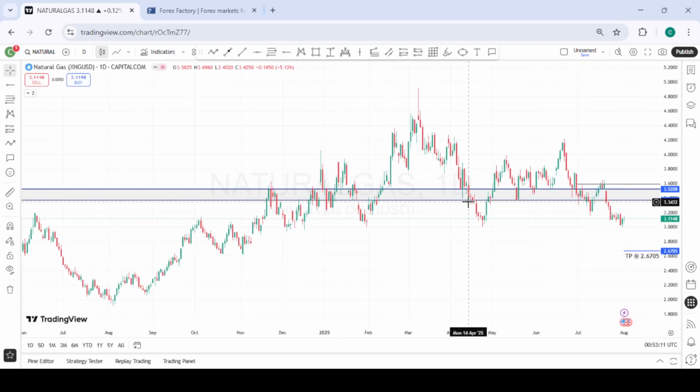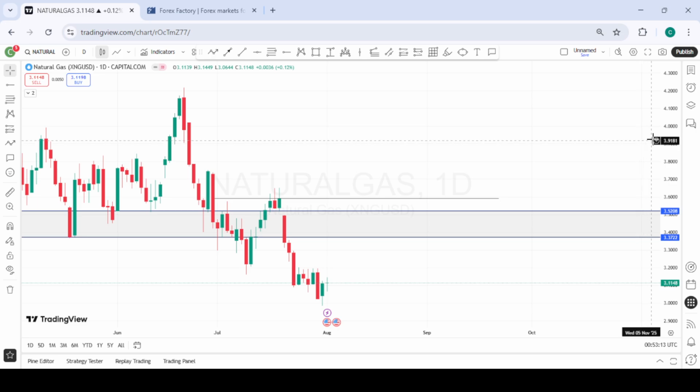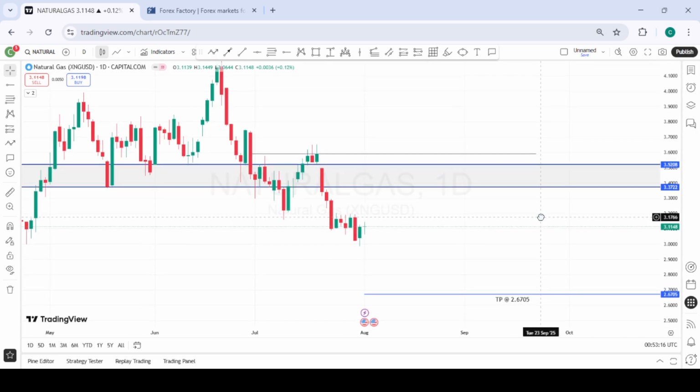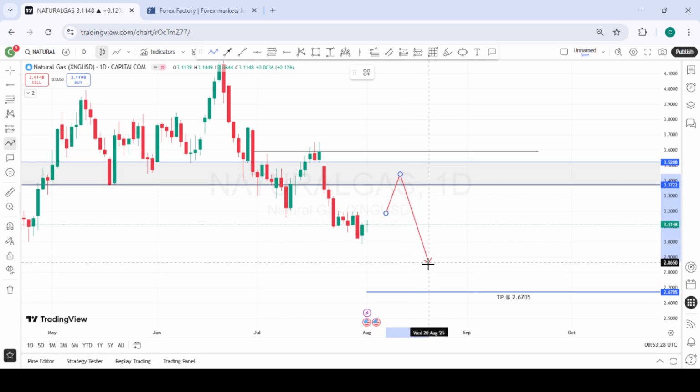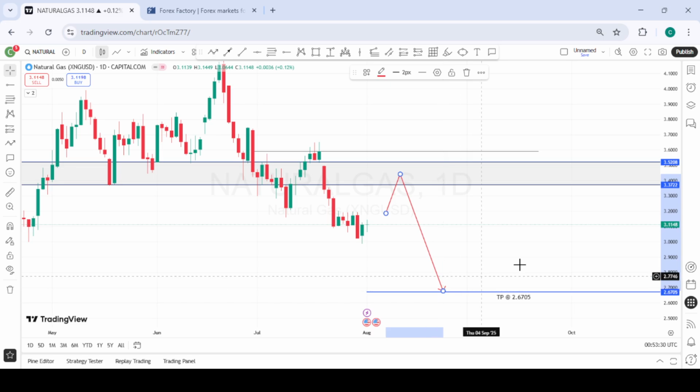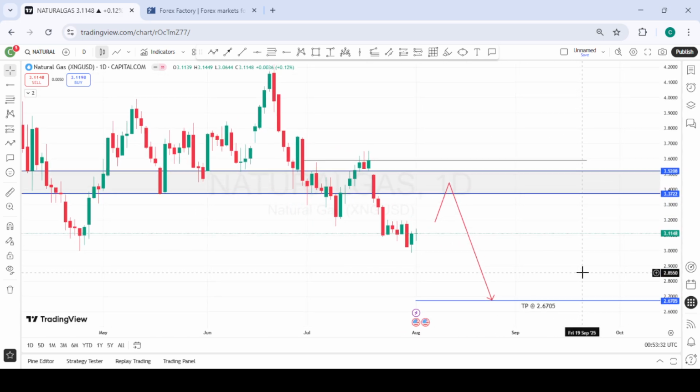We have natural gas, XNGUSD. Natural gas is very bearish now, and so we are looking for selling opportunities. We are looking forward to a possible pullback into this area of interest, and to find selling opportunities to sell all the way down to this side. So we are bearish on natural gas.